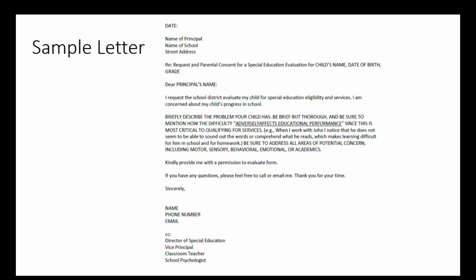Having a timestamp is really important because once that written note is received, then that starts the clock with getting services set up. Just having an informal conversation doesn't necessarily get things started. So this written request is really important.